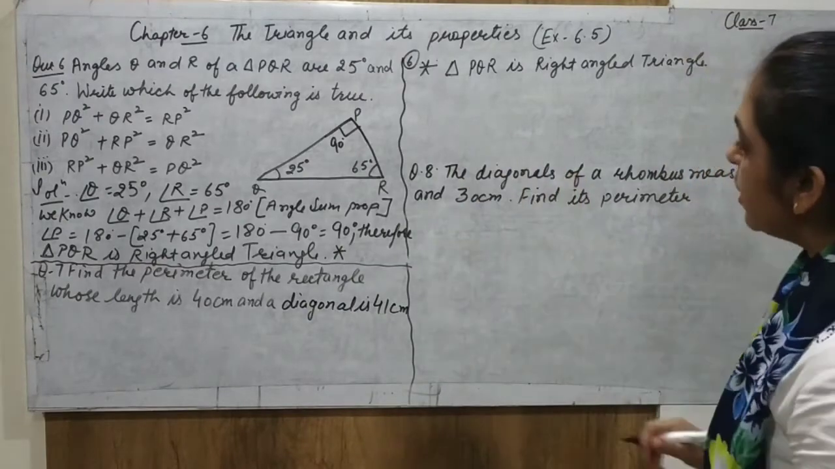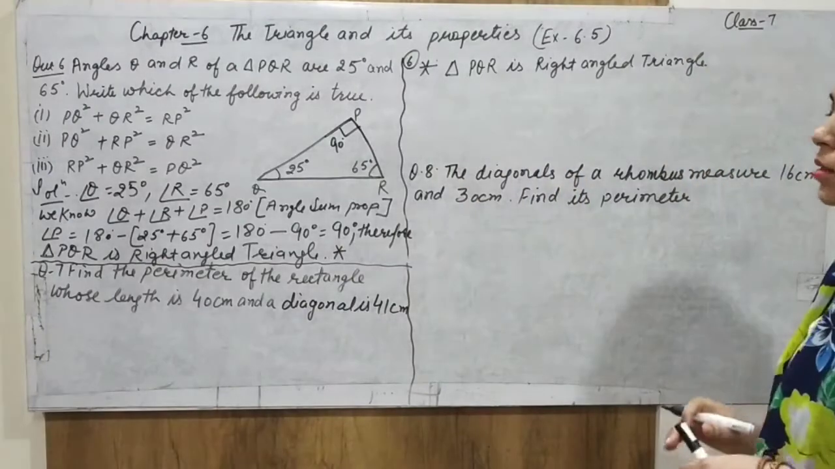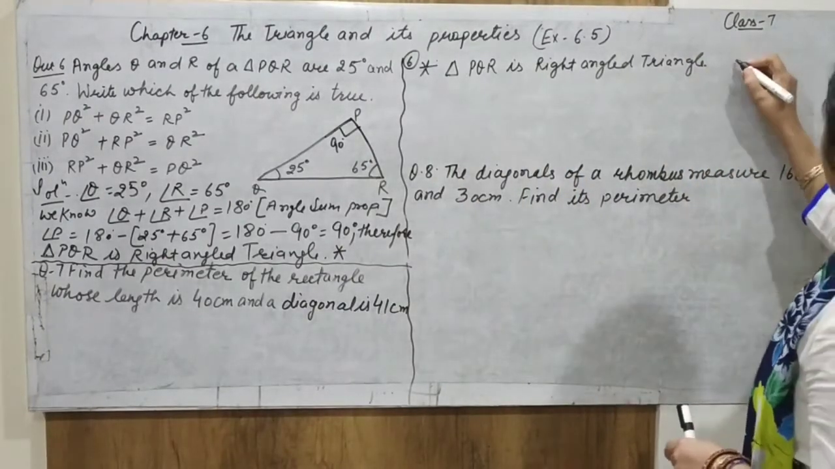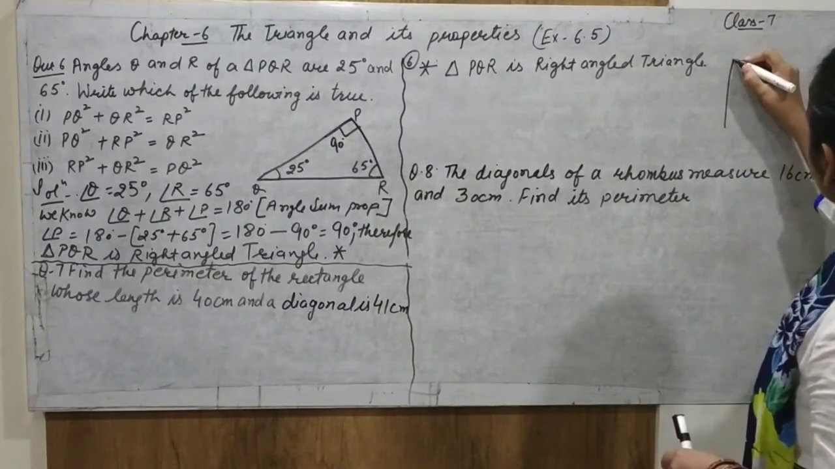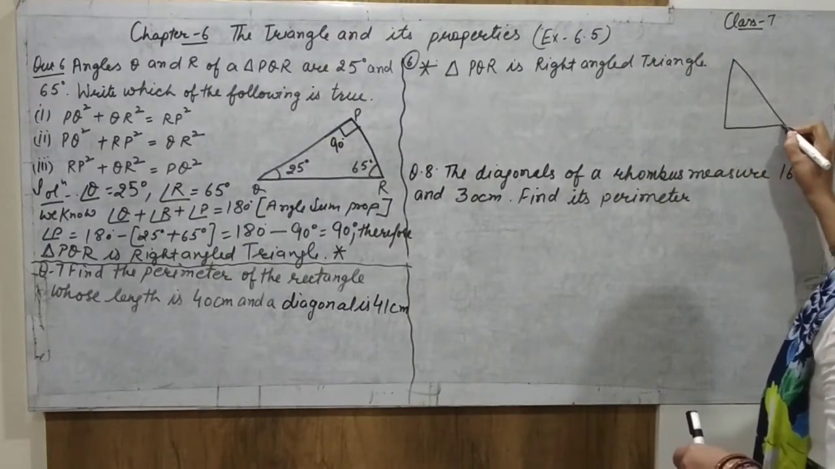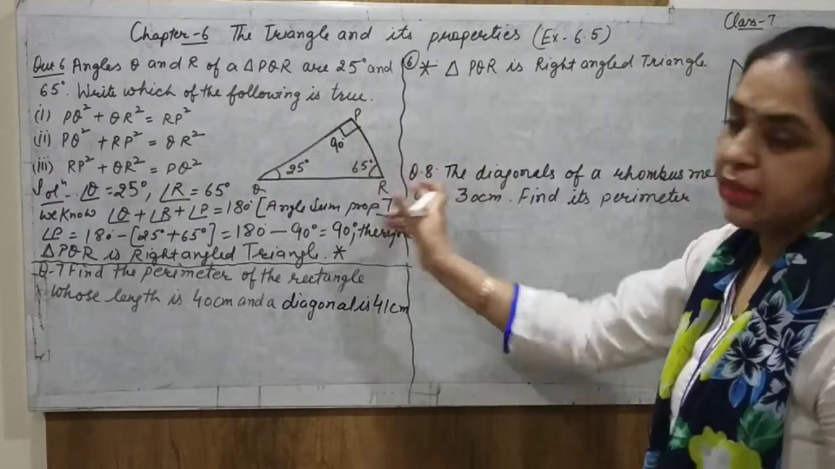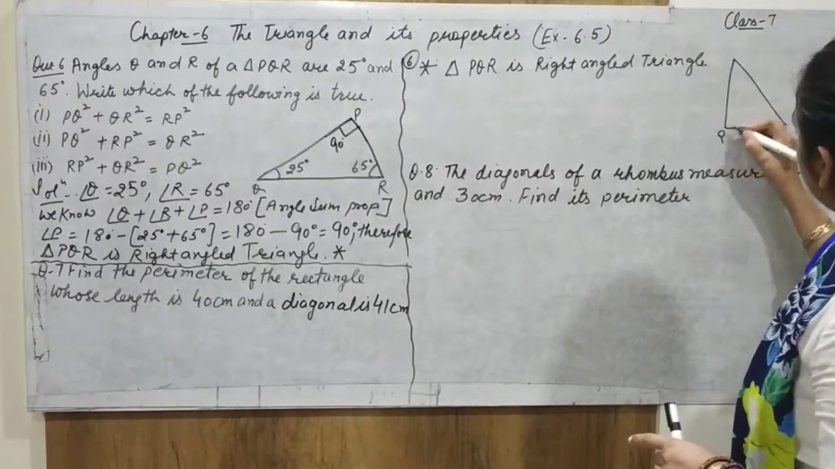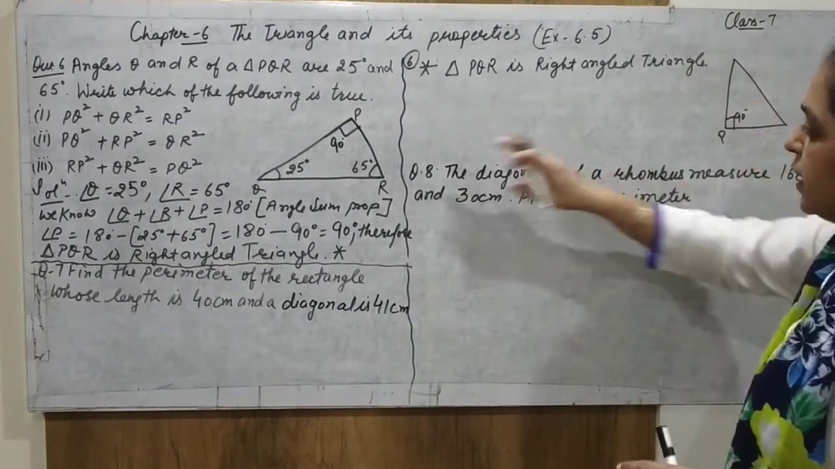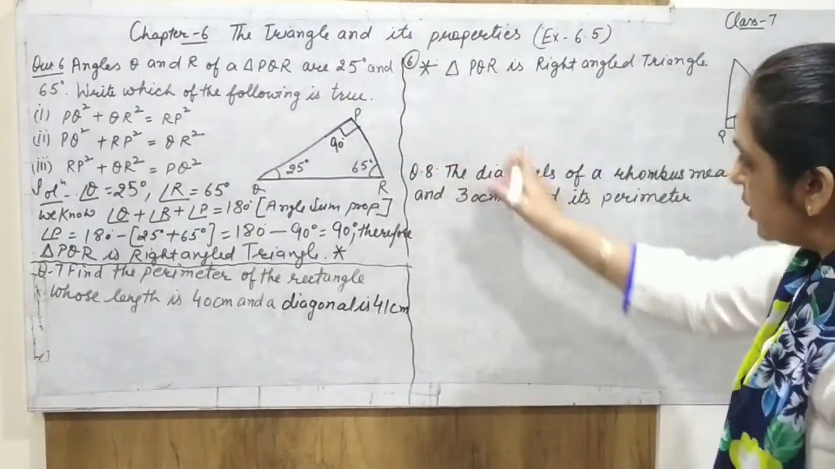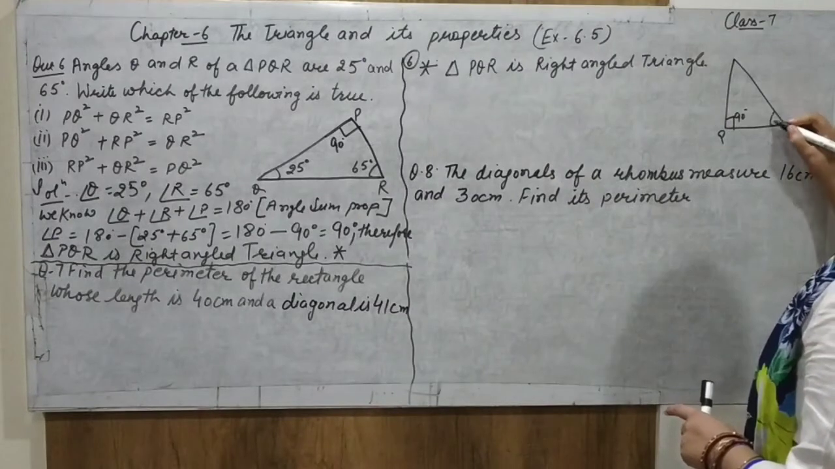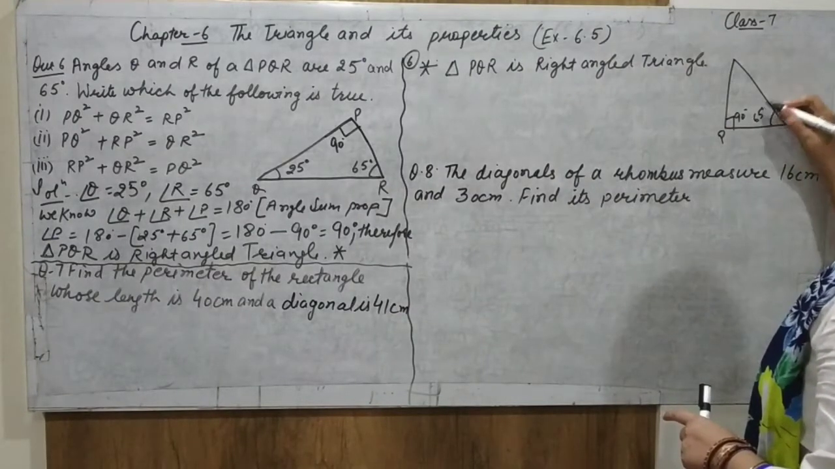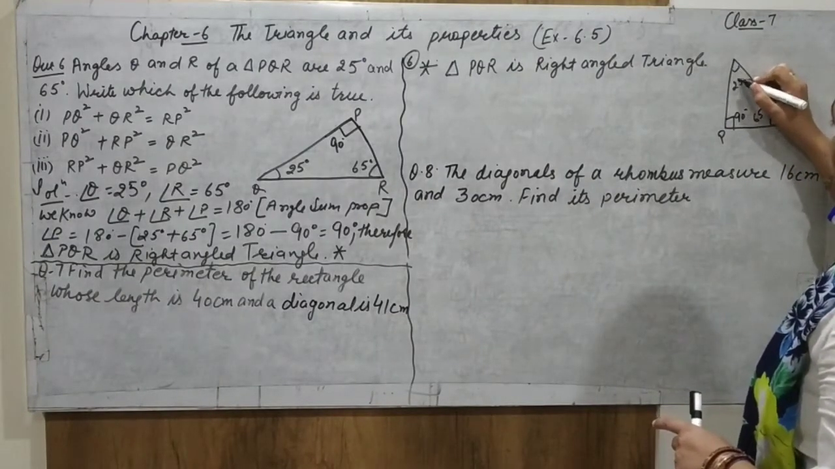So the diagram is like, we can again draw the diagram. Let us suppose the diagram is actually like this. If we turn this triangle a little bit, if this is P, we get the 90 degree at P. And we turn this triangle, and this is 65 degree, this is 25 degree.